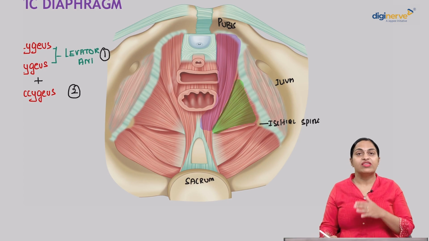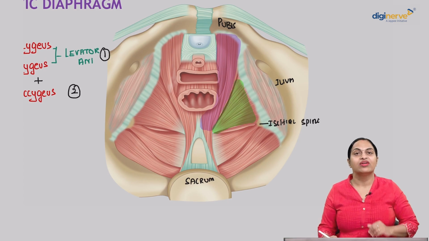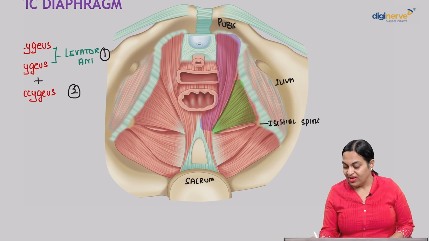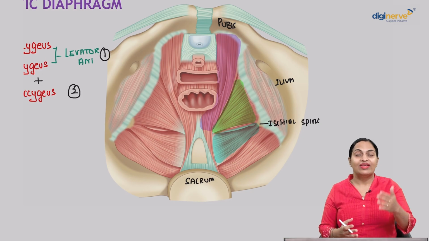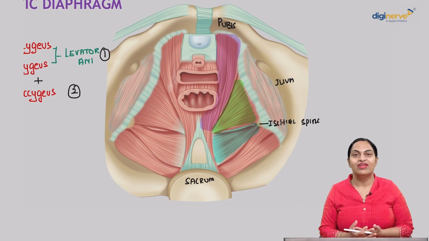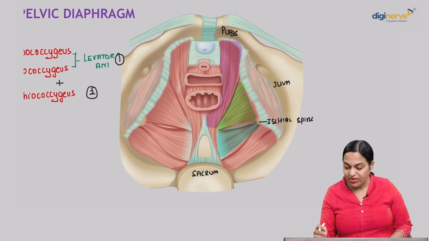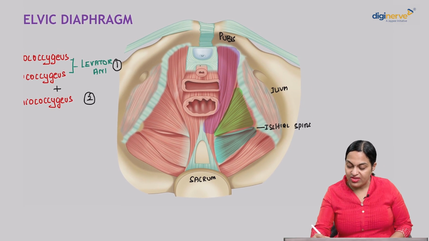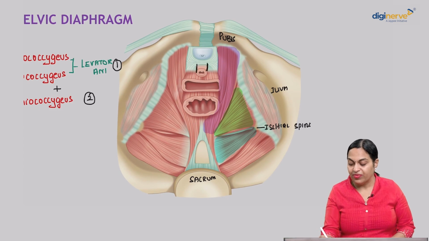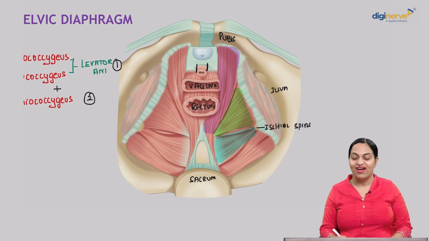The pubococcygeus and iliococcygeus together form the levator ani. And these are the fibers of ischio-coccygeus or just coccygeus. So the levator ani along with the coccygeus together form the pelvic diaphragm that supports the pelvic viscera here. So can you appreciate? This is the urethra, the vagina, and the rectum going to continue as the anal canal.